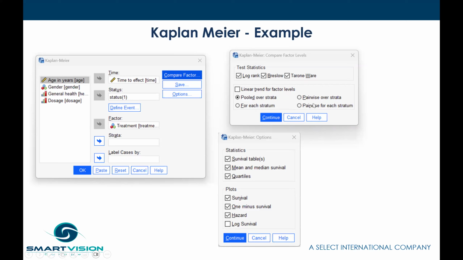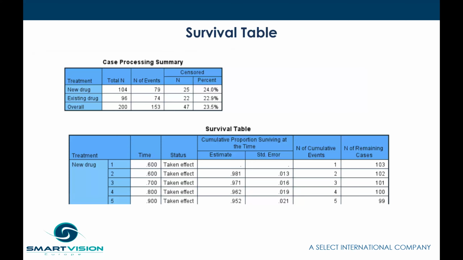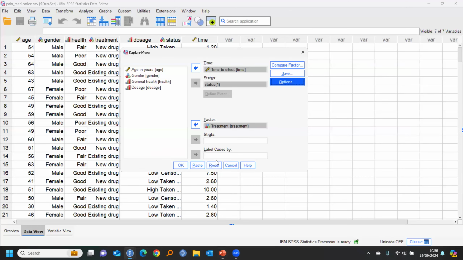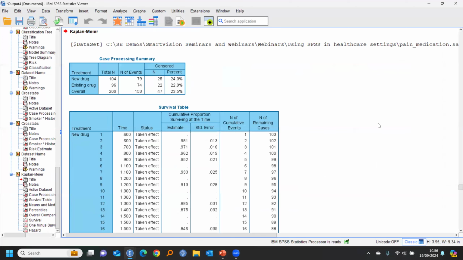So if you've got a copy of SPSS, you can reproduce this output using the pain medication data set, which is in the samples folder. If I run that procedure, this is the output I get.